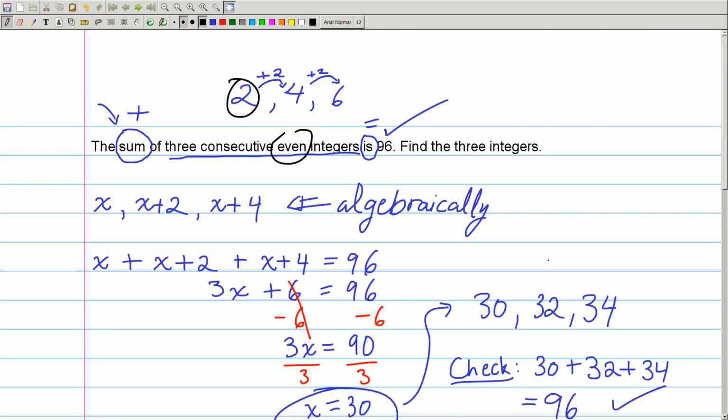And I'm going to be doing other types of word problems, something like angles and things like that. But this is just a big intro. This is algebra and word problems.